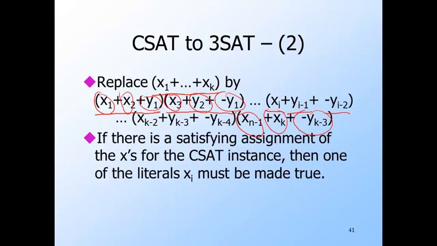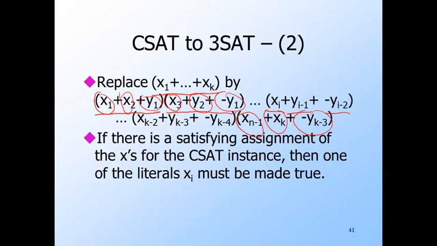We need to show that when we make this change, the new expression is satisfiable if and only if the original expression was. For the first direction, we'll show that if there is a satisfying truth assignment for the original expression, then we can extend this truth assignment to also provide truth values for the y's that will make the AND of all new clauses true. So suppose that there is a satisfying truth assignment for the original expression. Then this assignment makes at least one of the literals, the x's, true.